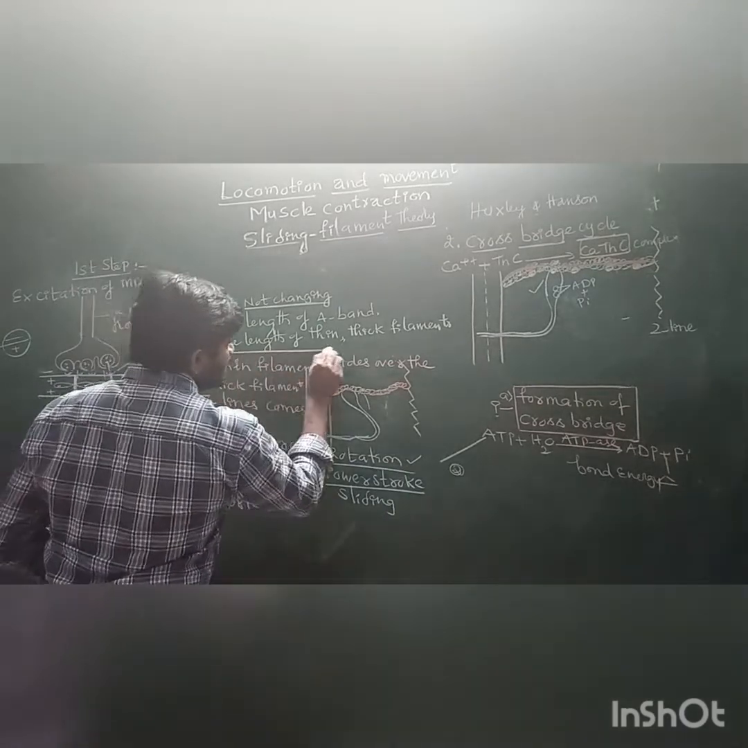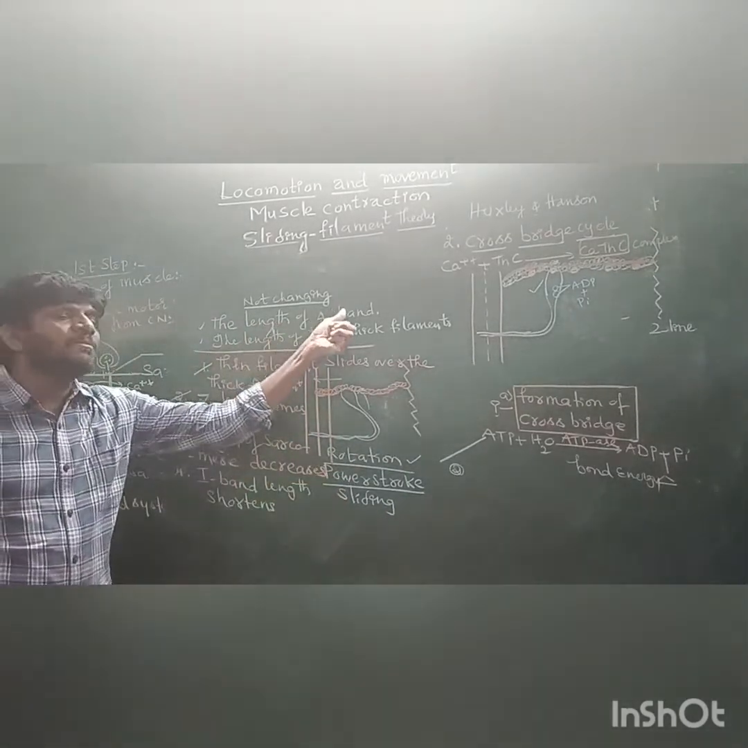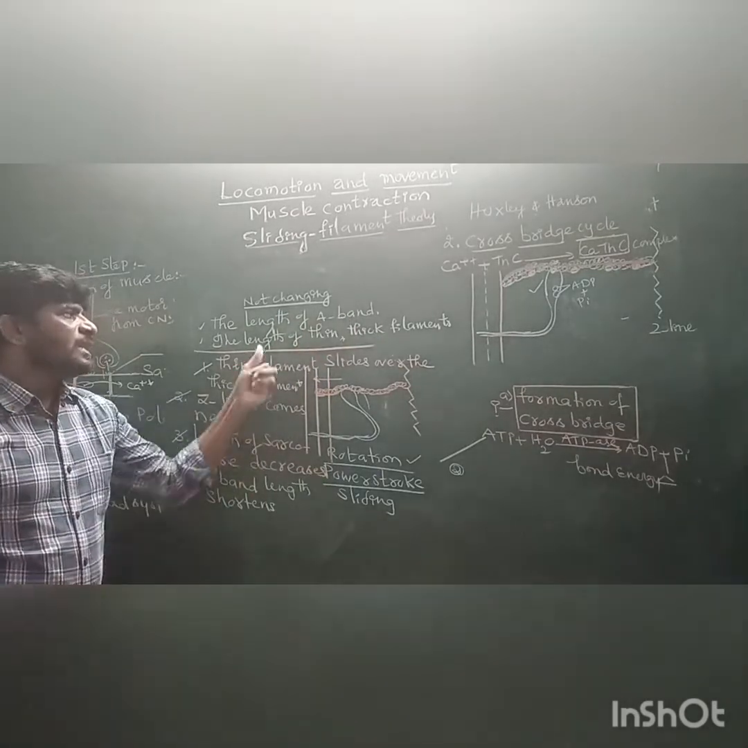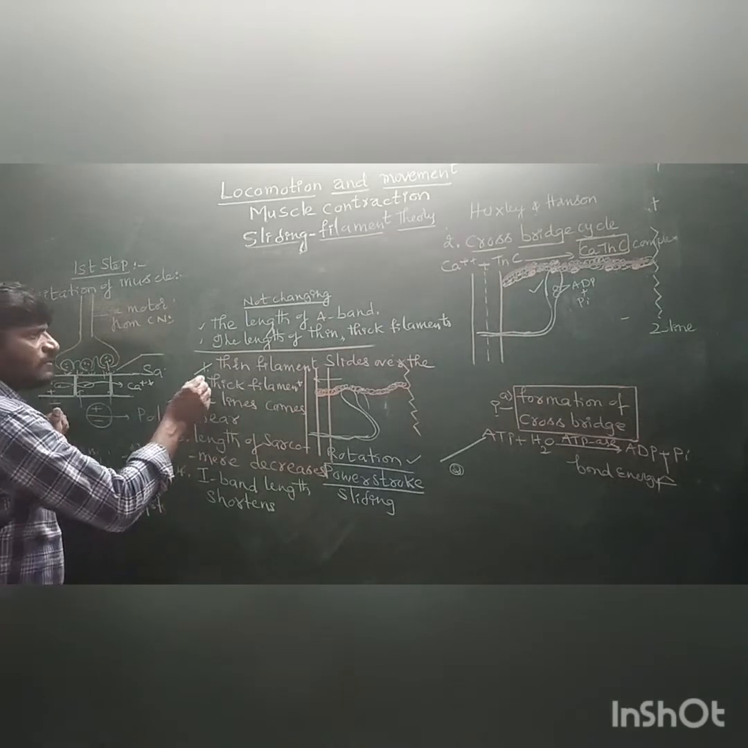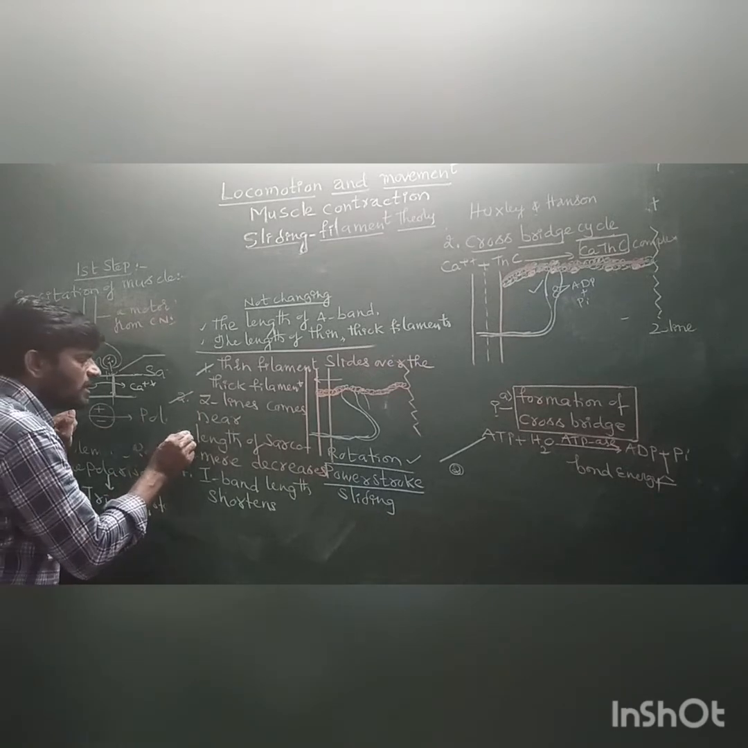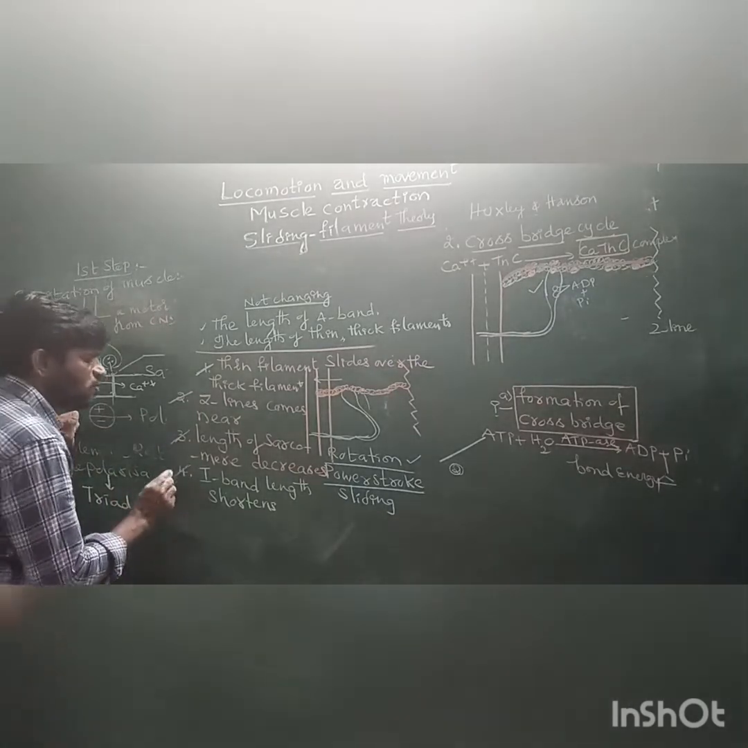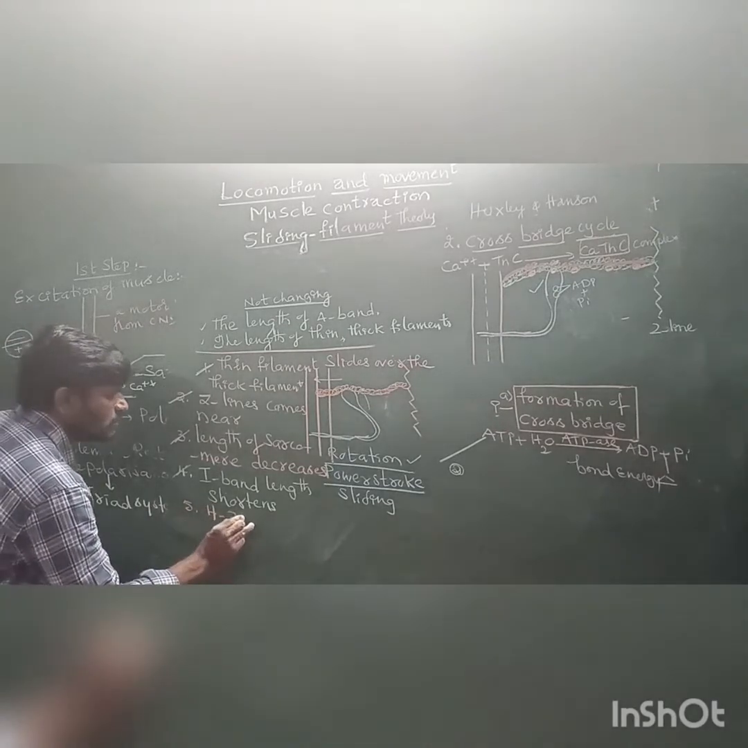When the ATP is hydrolyzed, it is no longer called ATP. When the ATP is absent here, the bond between the thin and thick filament is very strong. But now a new ATP binds to the head of the myosin, and the bond becomes weak.